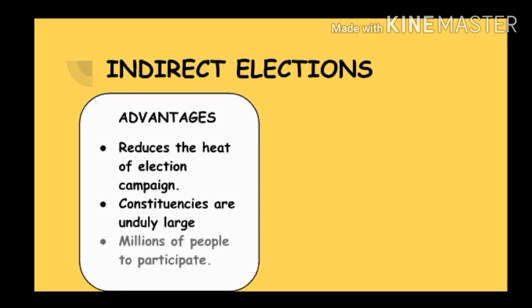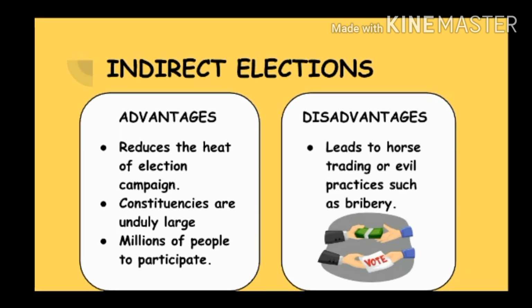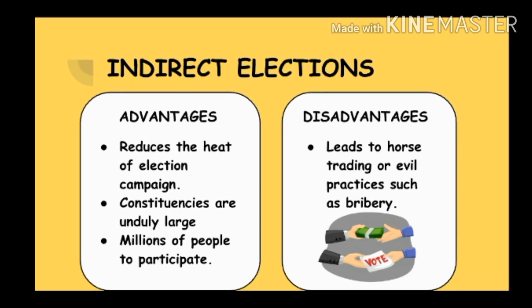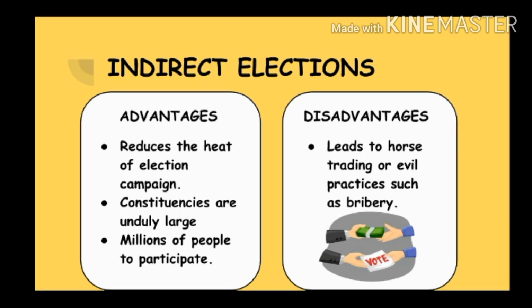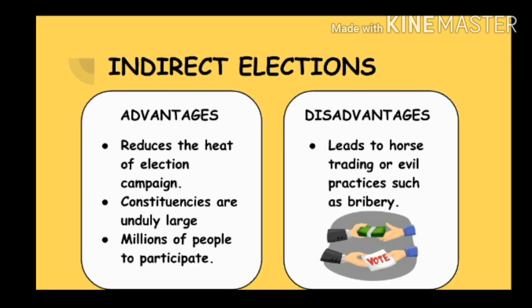Now, the disadvantage of indirect election is it leads to horse trading or evil practices such as bribery. Why? Because the final electors or the voters are very few in number and therefore the buying and selling of the MPs and MLAs is very common during elections.